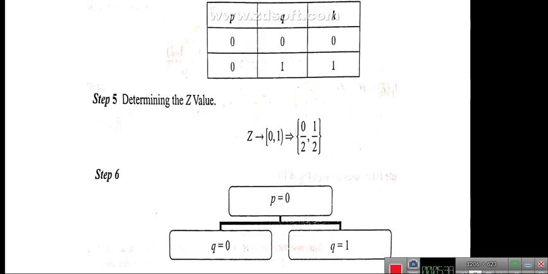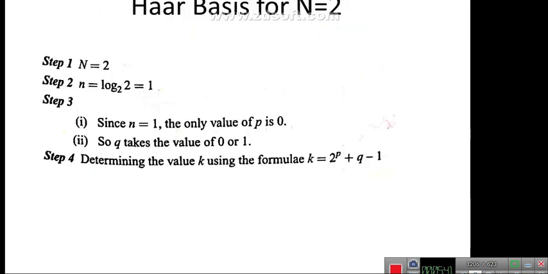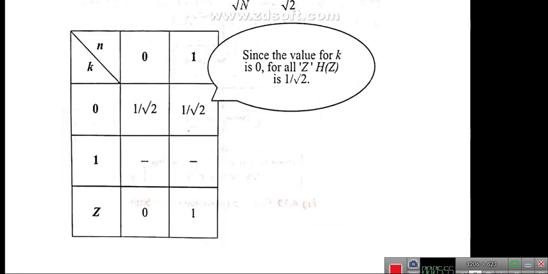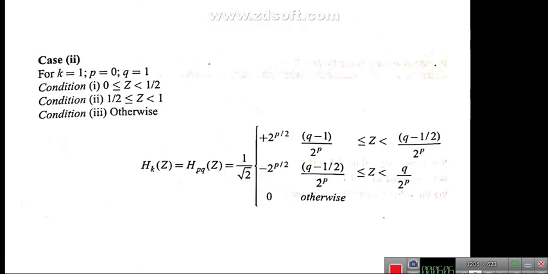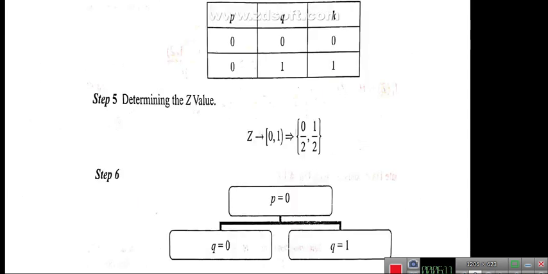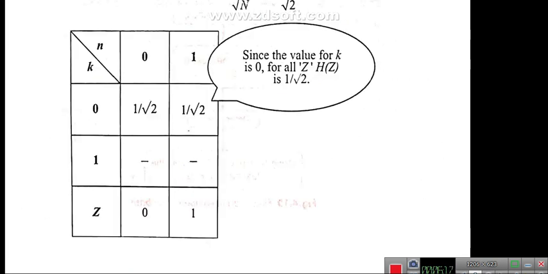So z is equal to 0 divided by capital N. Order is 2 because our problem is n equal to 2. So here 0 by 2, up to n minus 1 by 2. So 2 minus 1, 1 divided by 2. Okay. So here p is 0 and q is 0 or 1. So if k equal to 0, the transform h of z is equal to 1 by root n. So this is the formula. So 1 divided by, just substitute n. Otherwise, if k is not equal to 0, so k is equal to 1, because here k equal to 0 and k equal to 1, two combinations. So k equal to 0 means the function is equal to 1 by root n. So 1 by root 2, that's all.